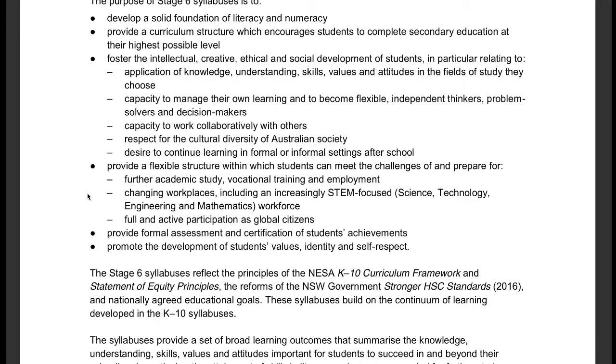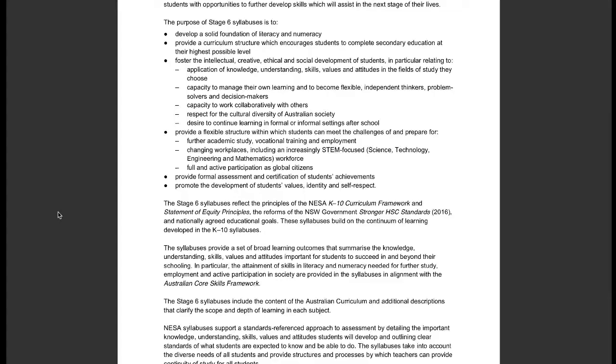Hence, in your study of the Extension 1 course, you will develop skills in problem solving and other mathematical techniques, which will help you in the future if you wanted to get into the STEM industry or any of the other industries outlined here. The purpose of the syllabus is elaborated later in the aim.